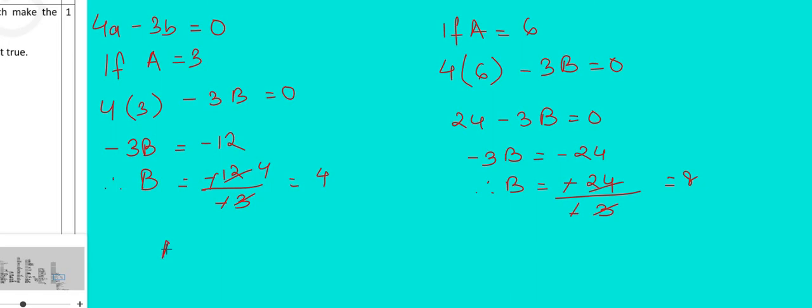So therefore we can write a is equal to 3 and b is equal to 4 for the first one, and then for the second one we can write A is equal to 6 and B is equal to 8. So this is our final answer for question number 36.